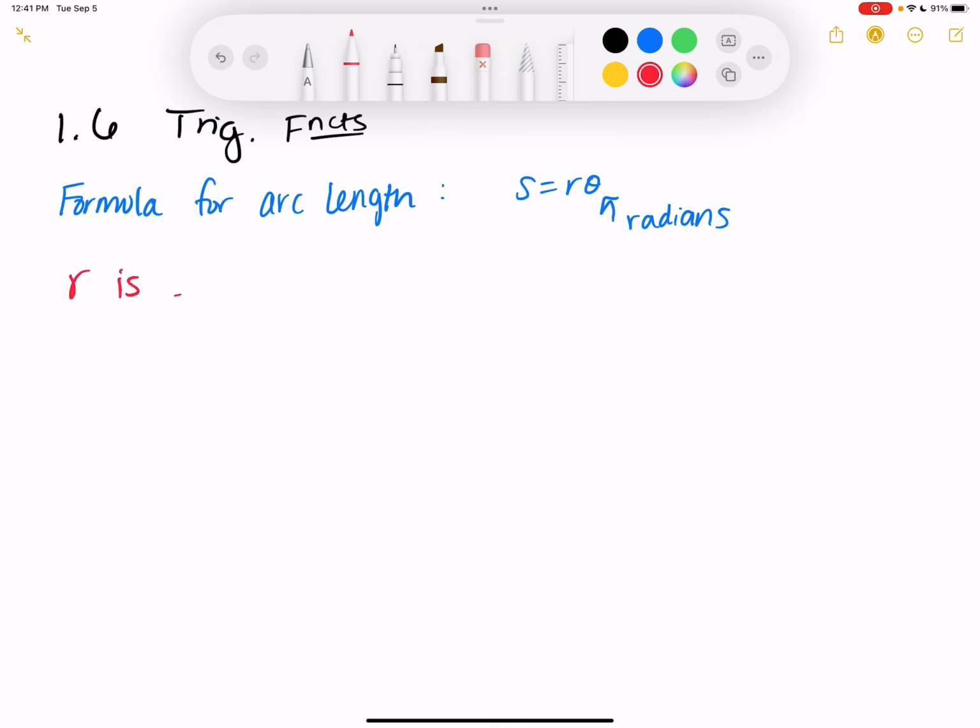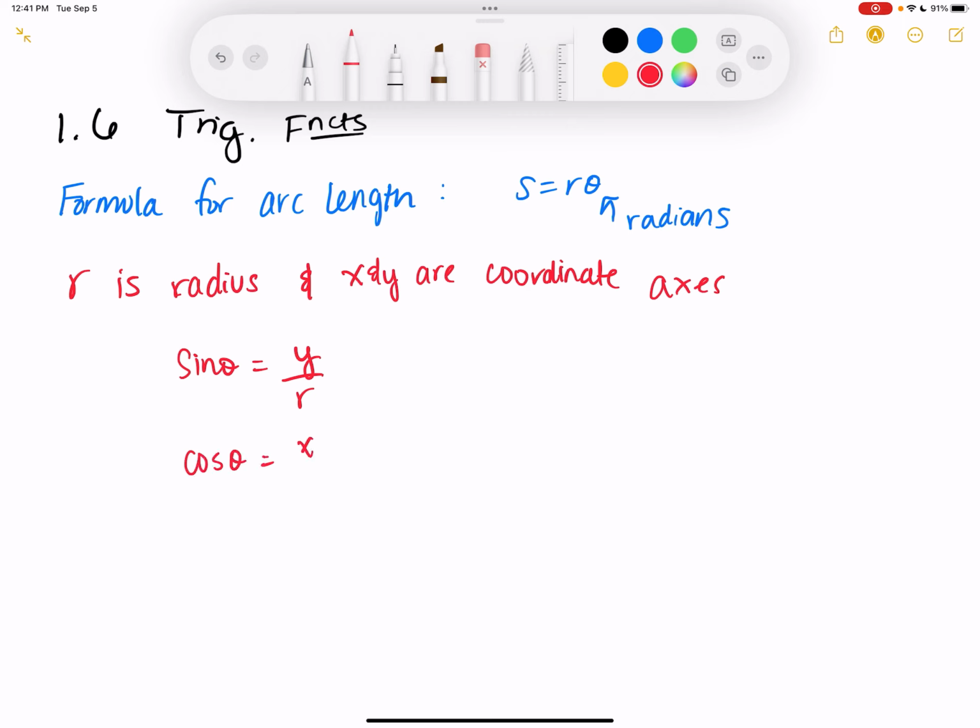R is radius, and x and y are coordinate axes. So sine of theta is equal to y over r. Cosine of theta is x over r. Tangent of theta is y over x. Cosecant of theta is r over y. Secant of theta, r over x. And cotangent of theta, x over y.